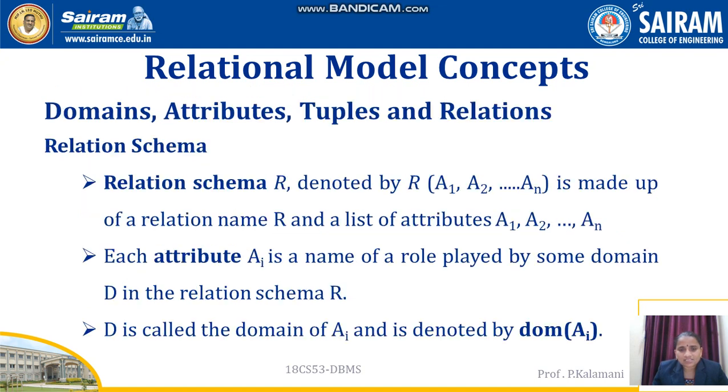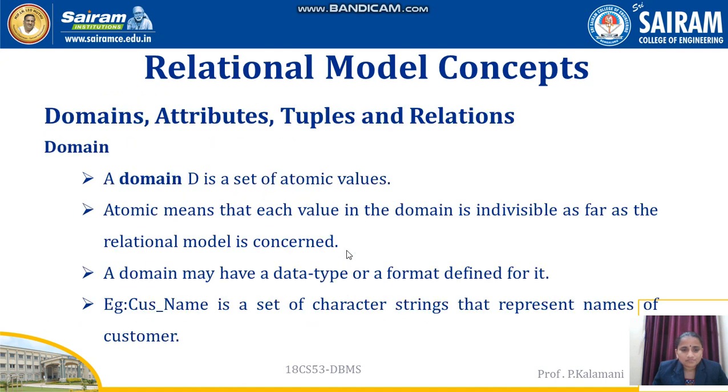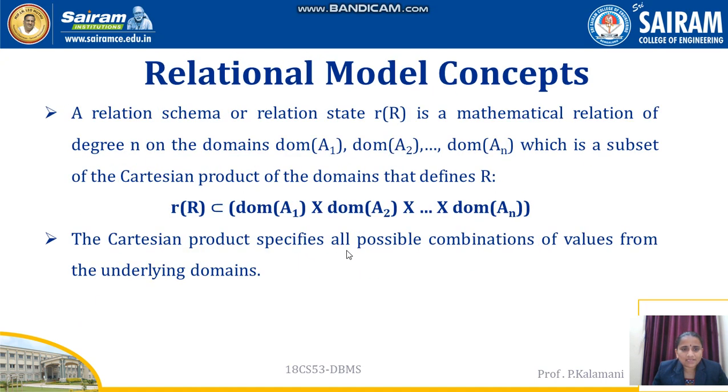Suppose, for example, the customer relation that we have taken as an example. How many attributes are there? 1, 2, 3, 4. So the degree of the customer relation is 4. Okay, so these are the main things. And then next we are going to see the domain, and how we can represent the relations.